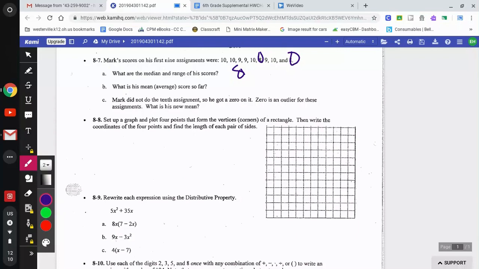So again, the median is the middle number, and you have to put your data set in order from least to greatest. So hopefully you've written 8, 8, 9, 9, 9. There's 5. And it looks like he had 4 10s. So 10, 10, 10, and 10.